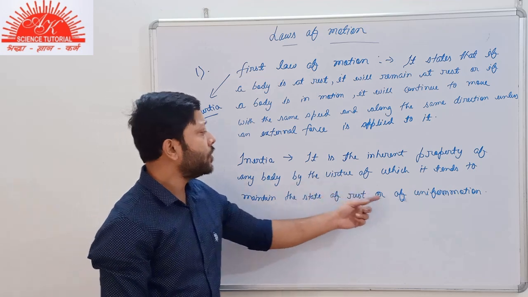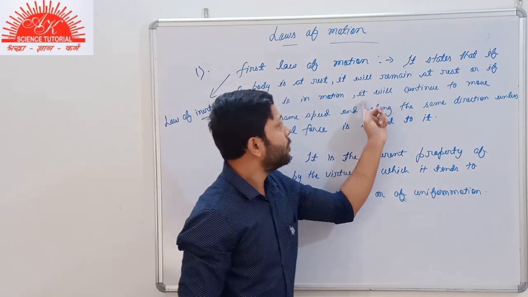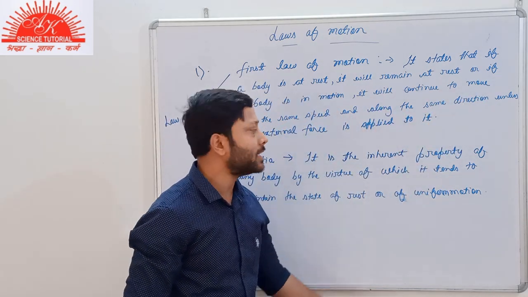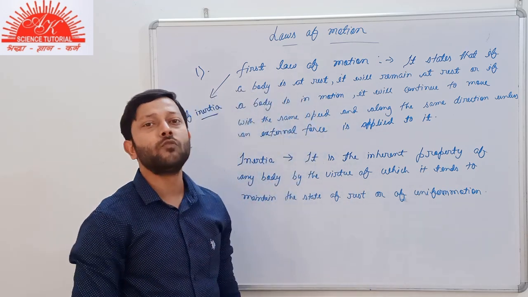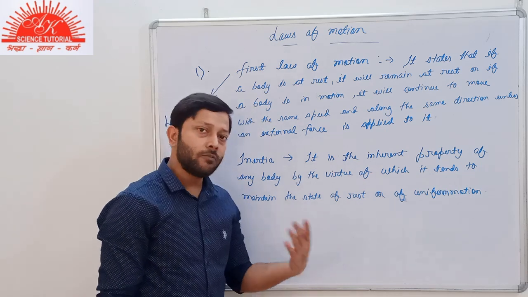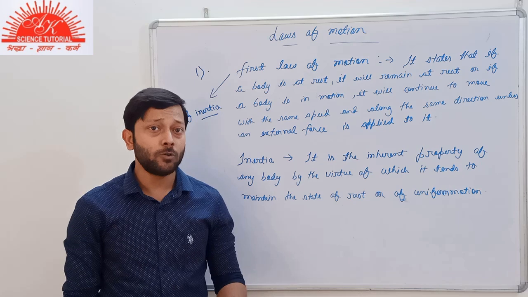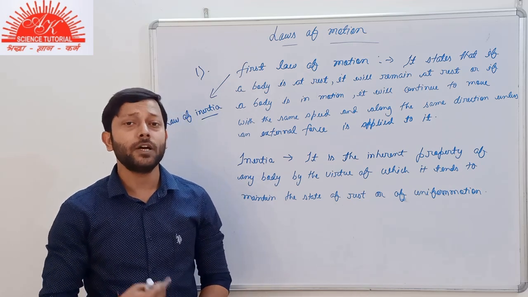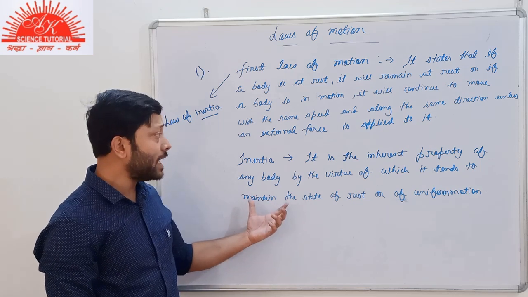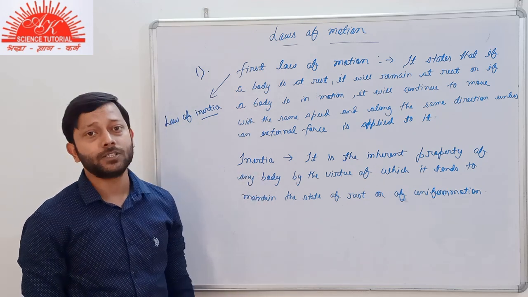It's very simple. We use this term uniform motion for this statement: the body will continue to move with the same speed and along the same direction, that is, with uniform motion. So if the body was at rest, it will continue to be at rest. If the body was in uniform motion, then it will continue to be in uniform motion. This tendency of the body comes from the inherent property, that is inertia.